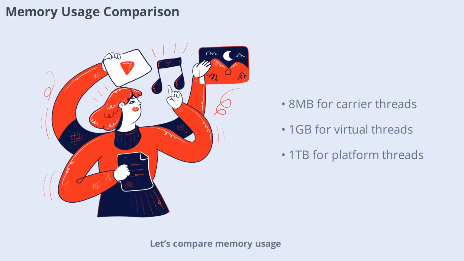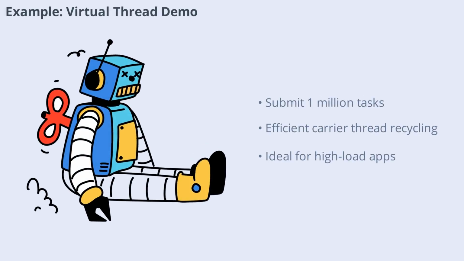Let's compare memory usage. 8 carrier threads use about 8 MB for platform thread stacks. 1 million virtual threads use around 1 GB for their data. In contrast, 1 million platform threads would require about 1 TB of memory. This dramatic reduction in memory usage is a key advantage of virtual threads, enabling applications to scale far beyond traditional limits. Here's a practical example.